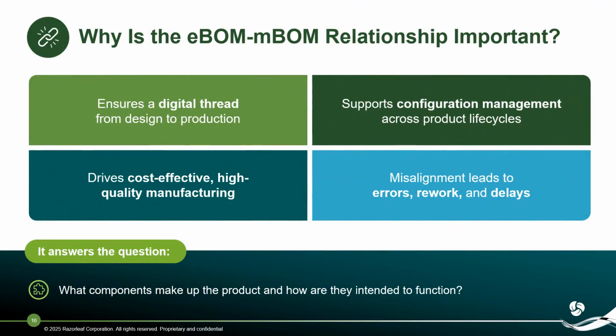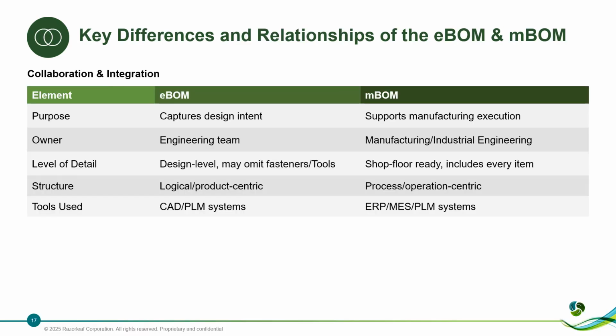The relationship supports the digital thread, applies configuration and change governance across the product life cycles, and drives cost-effective and high-quality manufacturing. Without the relationship, there is misalignment, which introduces errors, rework, and delays that drive up costs and lost opportunities. Some key differences in the eBOM and mBOM for collaboration and integration.